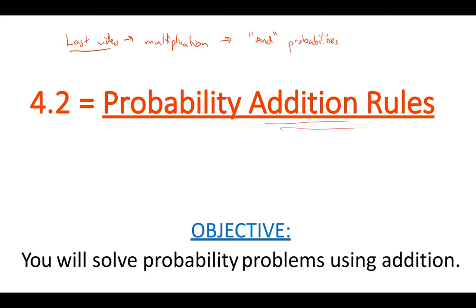Today's going to be a little bit different. These are going to be addition rules, and the scenarios where we're going to be using this we can refer to as OR probabilities. So what is the chance that you draw a red ball or a yellow ball? Or what are the chances that you pull out the ace of hearts or a spade? So it's this or this instead of this and then this. So that's the difference.